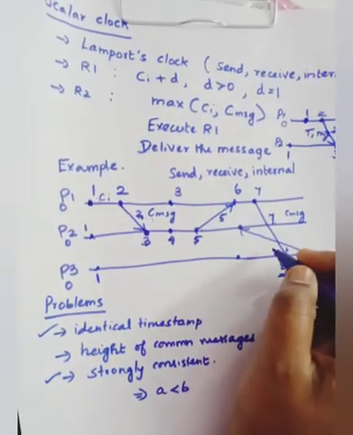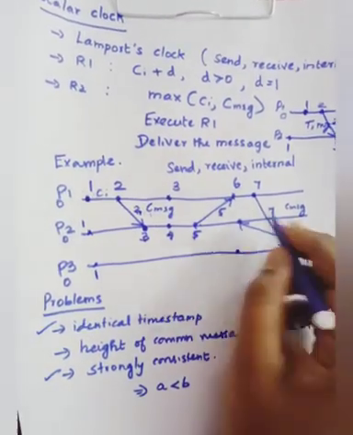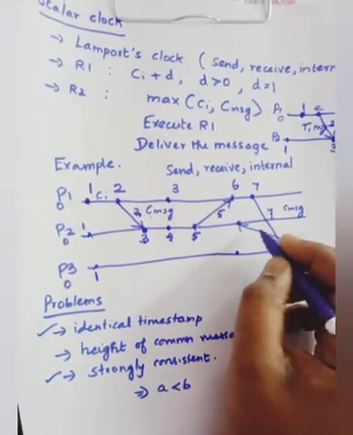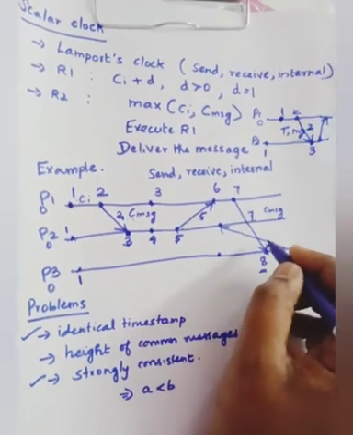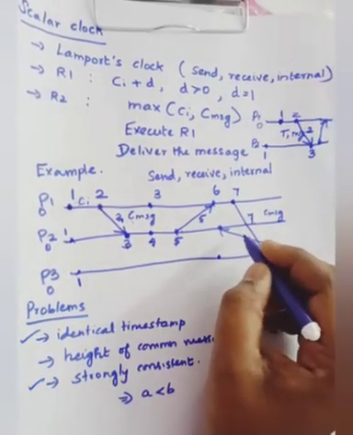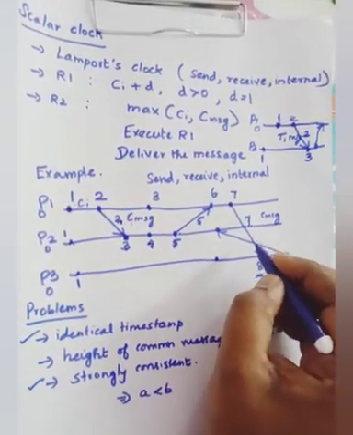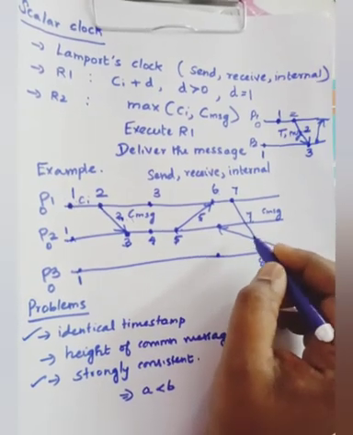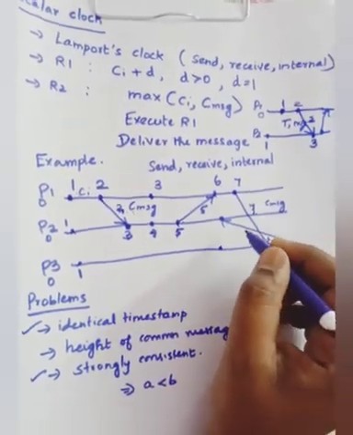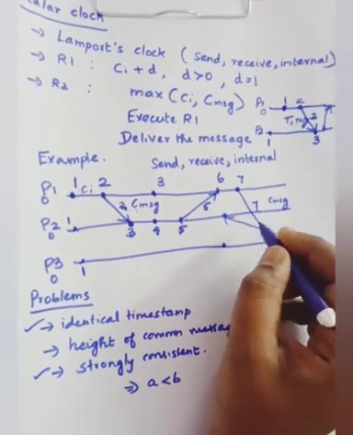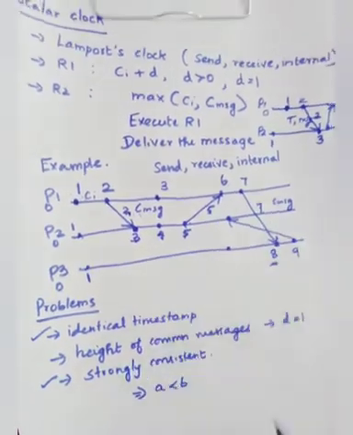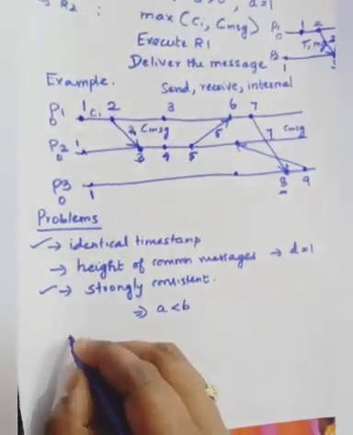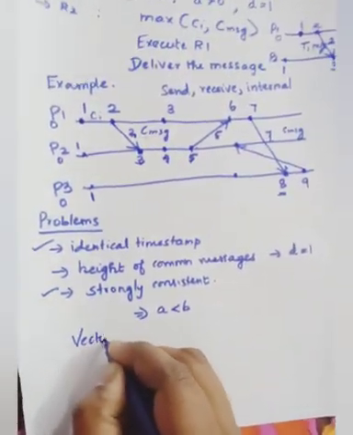So the messages are sent across the different processes, but not in happen before relation order. The order is changing. So the total ordering of messages is not consistent here. So it is strongly inconsistent here. The strong inconsistency property and identical timestamp property are the disadvantages of scalar clock. So in order to avoid this inconsistency, we go for vector clock.